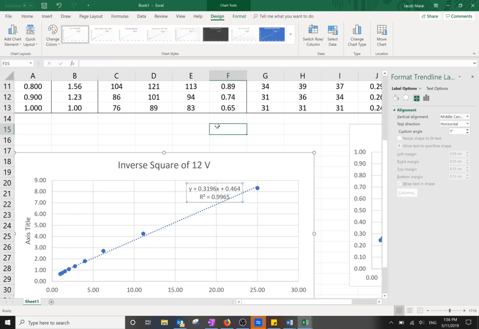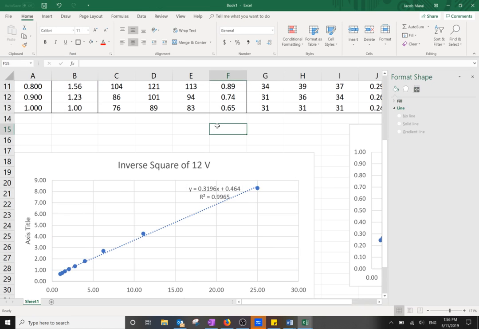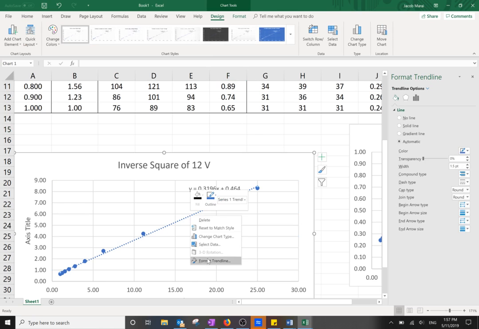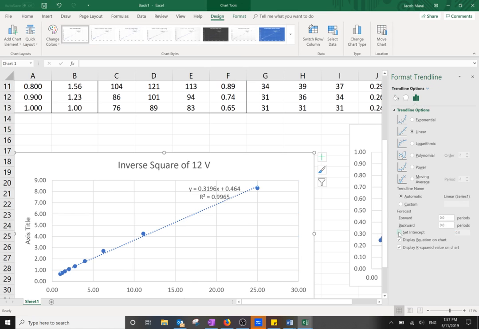Now, one last thing. There should not be a y-intercept. That means if I went to an infinite distance where r is infinity, then 1 on infinity squared is 0. You should get 0 intensity. So the equation suggests there shouldn't be a y-intercept. It's a little bit close. There's one other option you can do, but we tend not to do it in physics, and that is that you can force your line of best fit to pass through the origin. If you go right-click Format Trend Line, you can set intercept to 0.